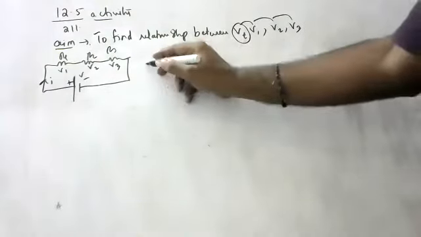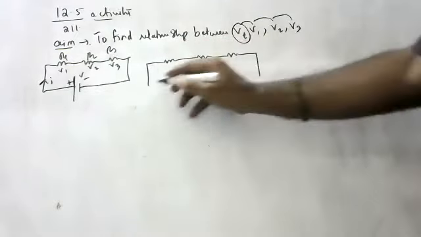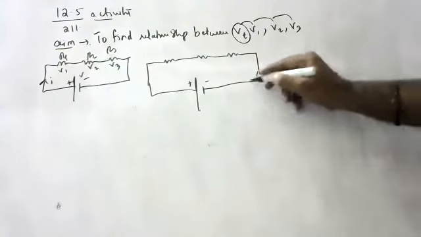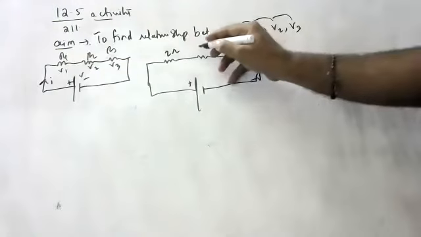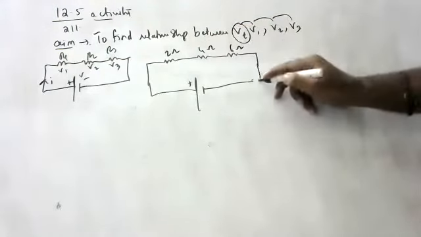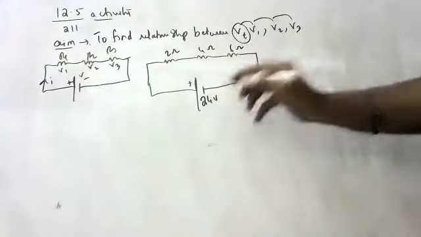Okay, now let me take. Please see here, children. Any values you can take, your wish. Let me say 2 ohm, 4 ohm, 6 ohm, children, anything you can take. You take 3 resistors, 2, 4, 6. Let me say I'm selecting a 24 volts battery.